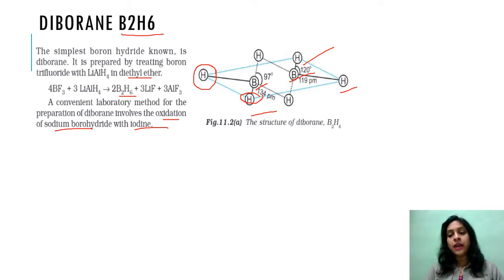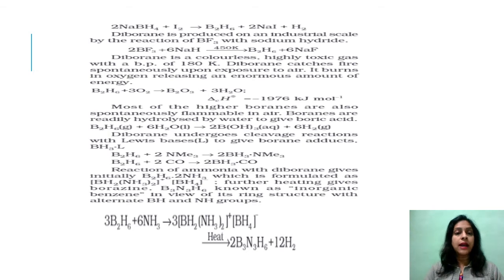और इनको हम क्या कहते हैं? These are also known as bridging hydrogen atoms. ये हमारे क्या हैं? Bridging hydrogen atoms. Now we are talking about the properties of it. So sodium borohydride, when reacted with iodine, gives diborane, B2H6. It is also prepared by the reaction of boron trifluoride with sodium hydride at a particular temperature.